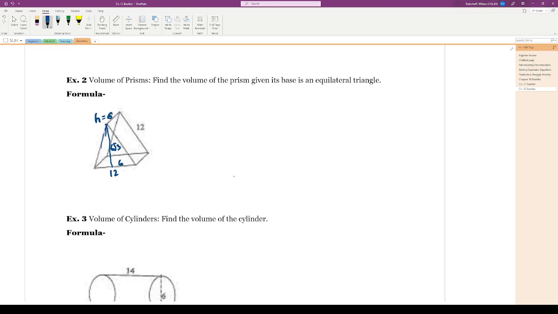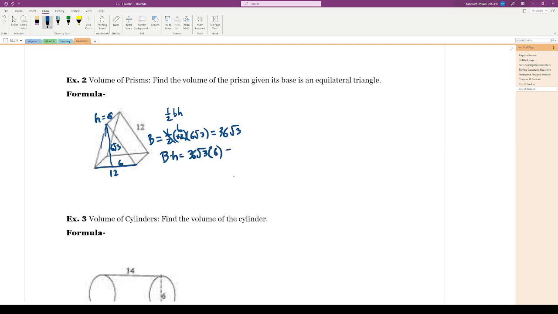So our area of this triangle is 1/2 base times height. So that's 1/2. The base of this triangular base is 12. And the height of it is 6 root 3. So 1/2 of 12 makes 6. So I get 6 times 6 root 3 is 36 root 3. And then to find the volume, I take that base area. So this is my base area, and I do my base area times the height of the prism. So that's 36 root 3 times 6.